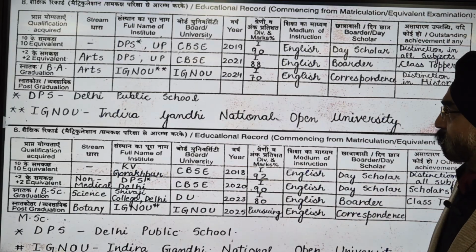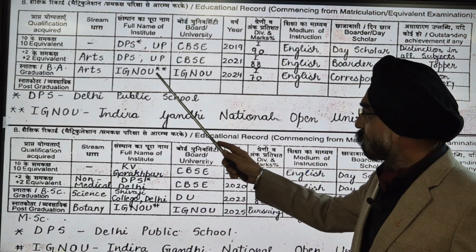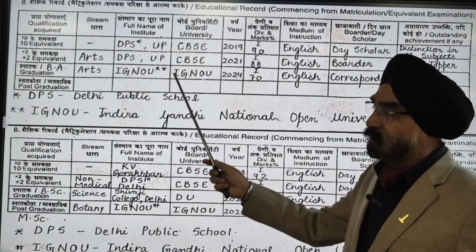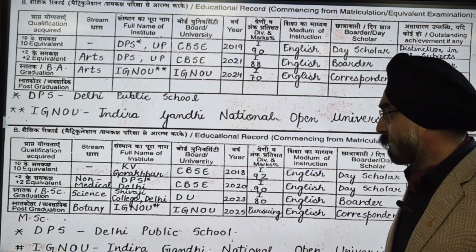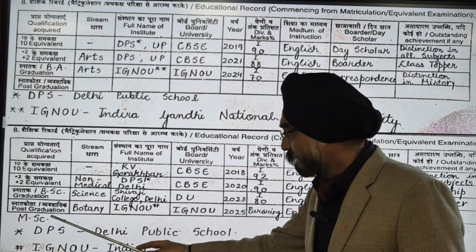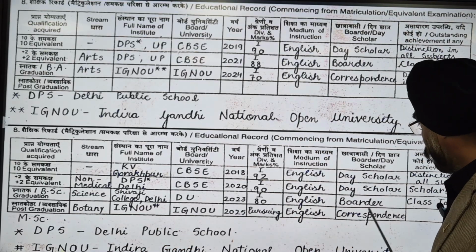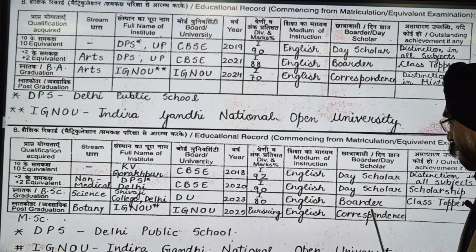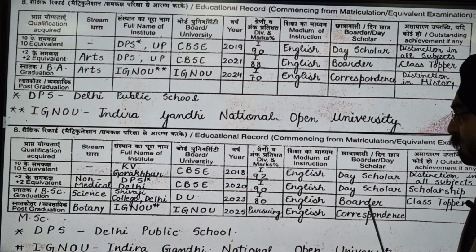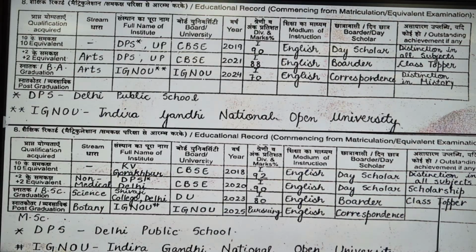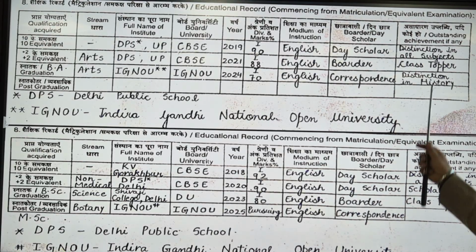Then here are another two samples, you can have a look. Somebody is studying from IGNOU, so you can write IGNOU, and both places come as IGNOU because IGNOU is a college and IGNOU is an institute. Like that you will fill it. For example, this candidate is doing MSc Botany from IGNOU, so like that he has filled it. And here it could be day scholar, boarder, or by correspondence. If you're doing it that way, you can write privately or by correspondence. And from this you can see the written distinction in all subjects or scholarships or class topper. So whatever is related to academics you have to fill in this column.